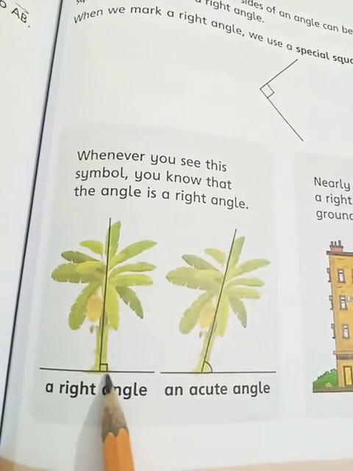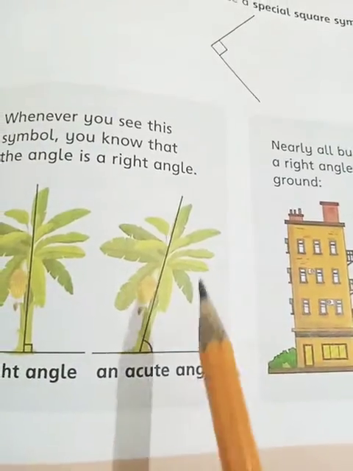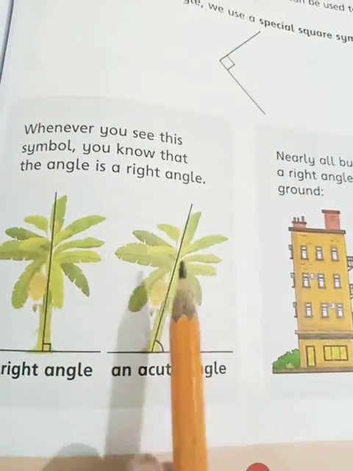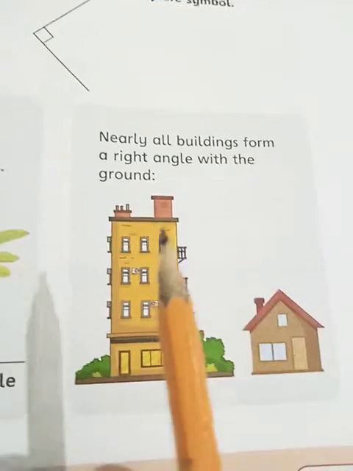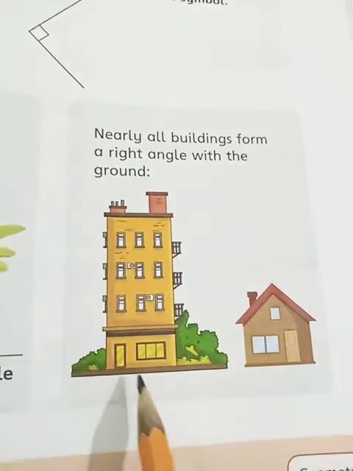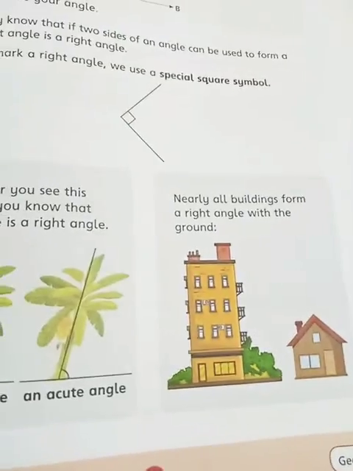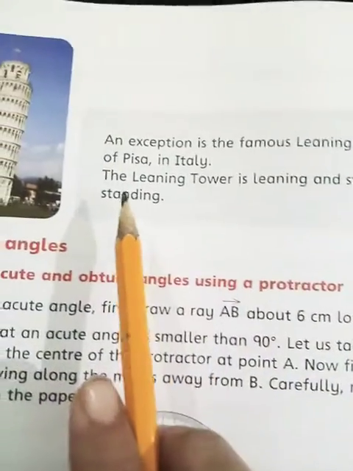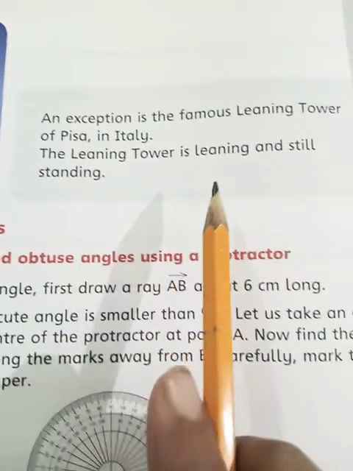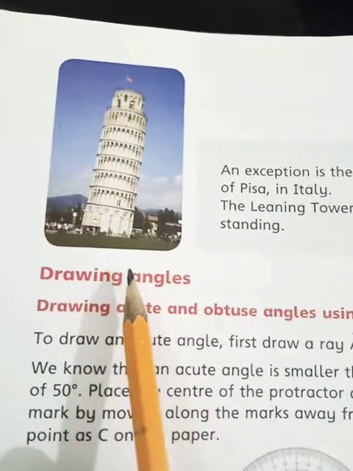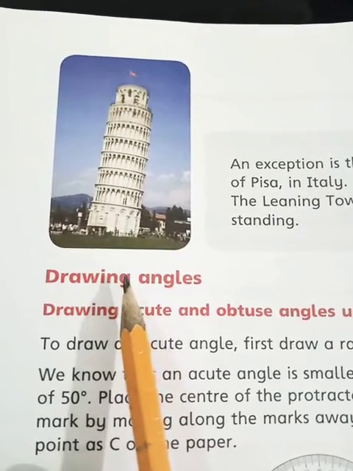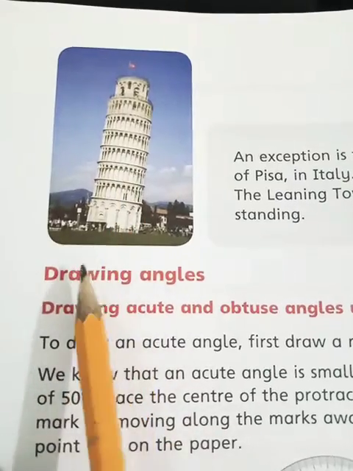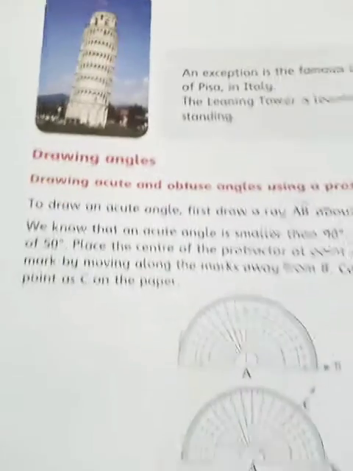The tree is making a right angle with the earth, and here this tree is slightly tilting, so this is an acute angle because it is less than 90 degrees. All right, nearly all buildings form a right angle with the ground. See, now come to the next page. An exception is the famous Leaning Tower of Pisa in Italy. The Leaning Tower is leaning and still standing. See, this is a special exception and this building is called the Pisa Tower and it is found in Italy. It has been leaning but still standing for many years.